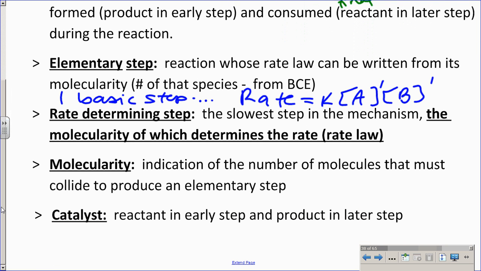All right, the rate determining step is another definition you're kind of familiar with already. It is the elementary step that is the slowest. So another name for this is the slow step.